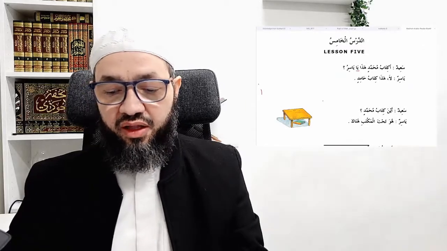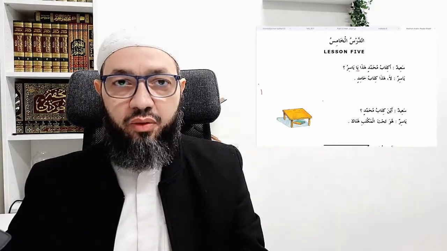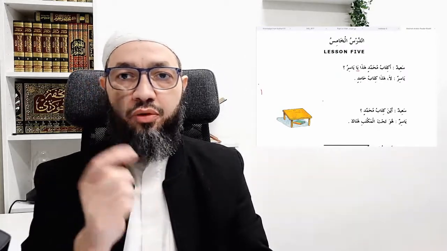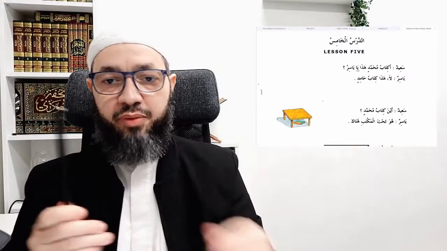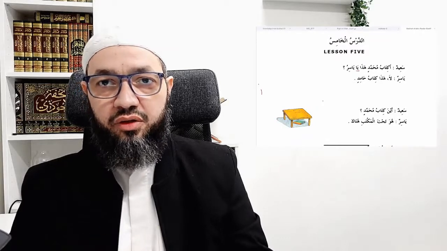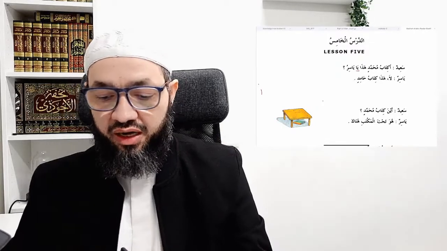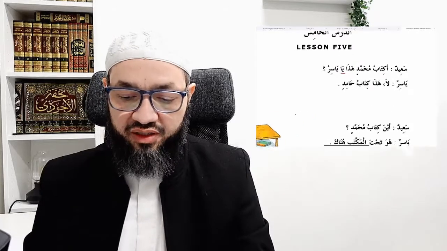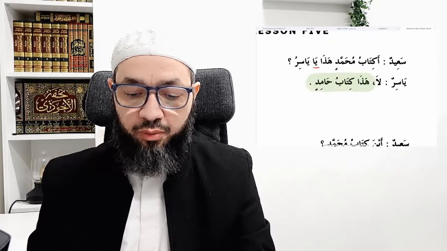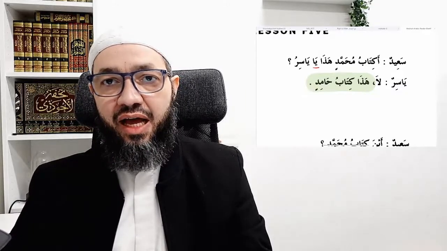So we have the lesson, and just as a recap, this lesson looks at the possessive, how to say, for example, the teacher's pen, or the book of the teacher, the house, the car, showing ownership of items. What's the structure? If we look at this first sentence, it says هذا كتاب حامد. This is Hamid's book, or the book of Hamid.